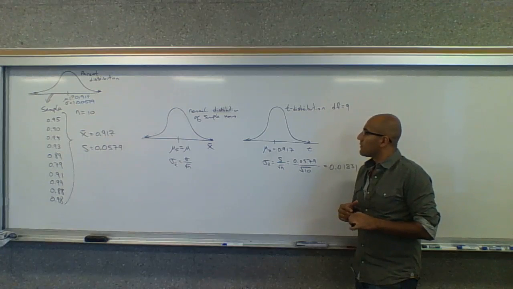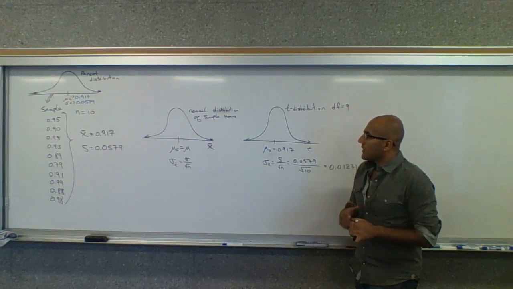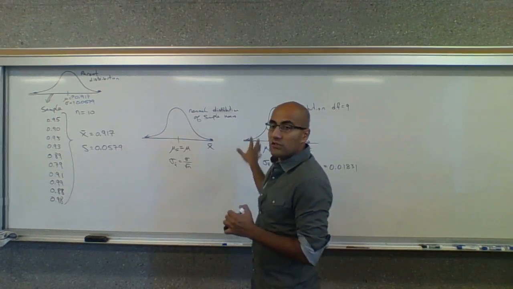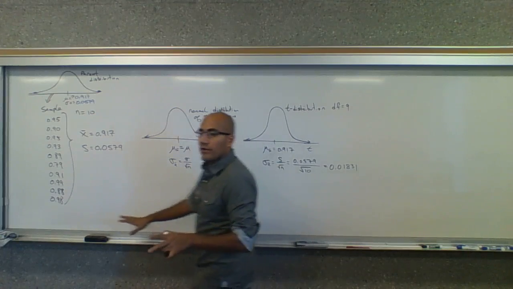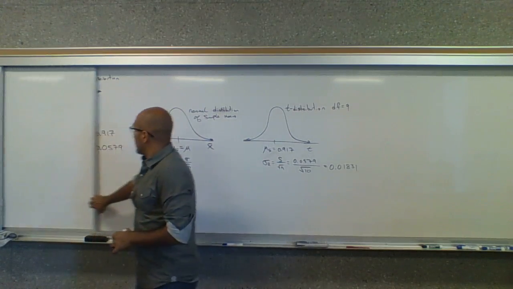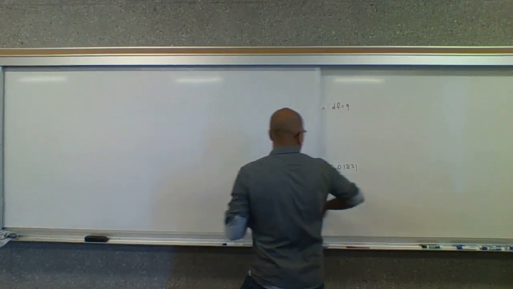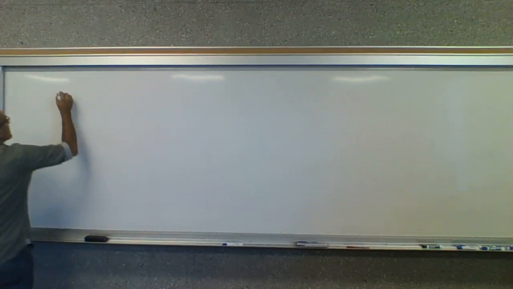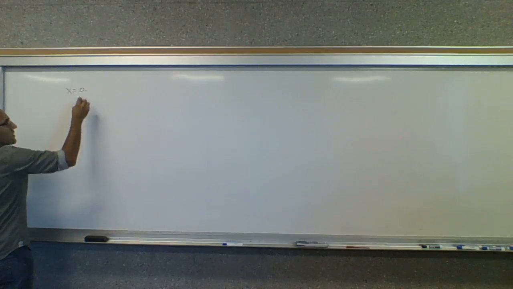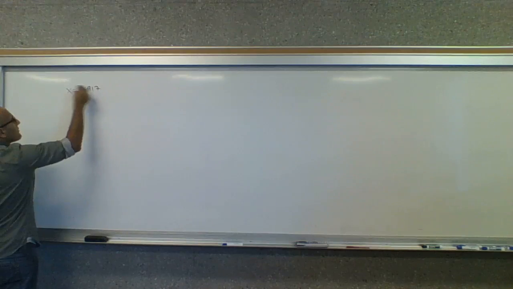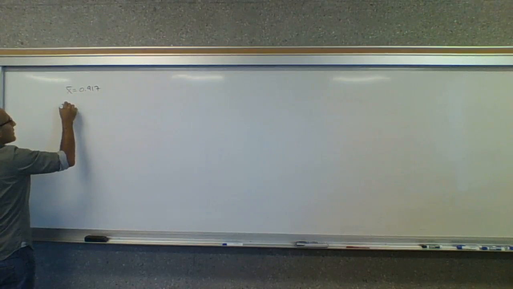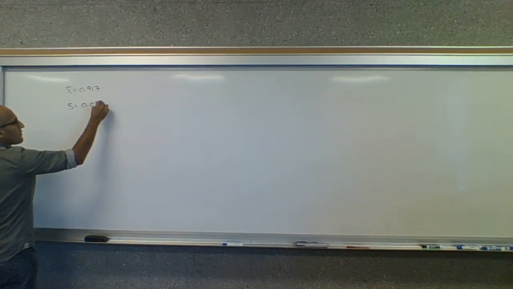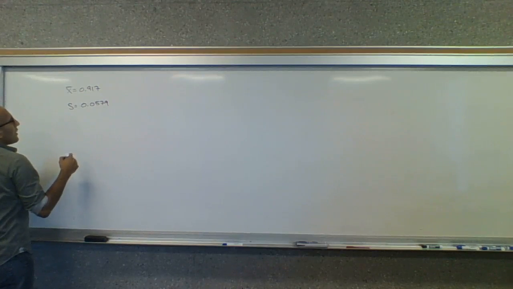Okay, so I deviated a little bit, so let's go back to what you were actually supposed to write. None of this is anything that you need to write on your test. So let me go back to what you would really write. We need the mean and standard deviation, so let's write that in. You found your sample mean to be 0.917, x bar, and we need s to be equal to 0.0579.